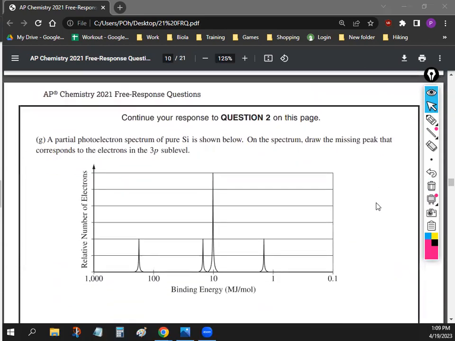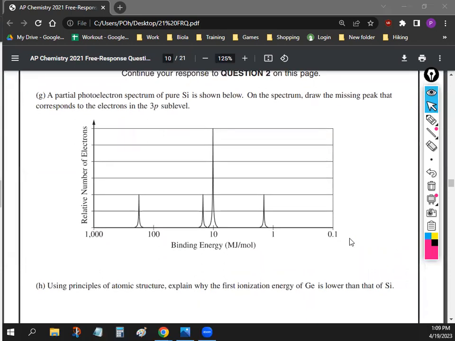Okay. Next one, we're looking at the photoelectron spectrum of pure silicon. Do you guys remember seeing this back in the day? Okay, cool. So we want to draw the missing peak that corresponds to the electrons at the 3p sublevel. Now, if you look earlier in the problem, we wrote the electron configuration, right? So this peak represents 1s2. This is 2s2. This is 2p6. And we got 3s2. And silicon is 3p what? 3p2.